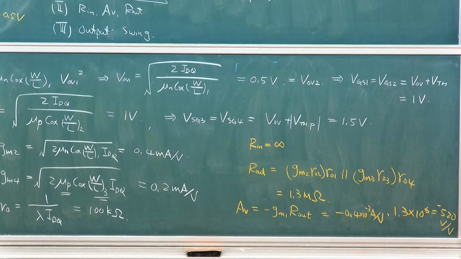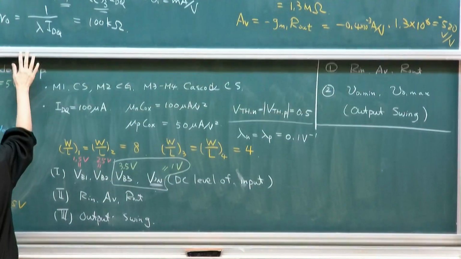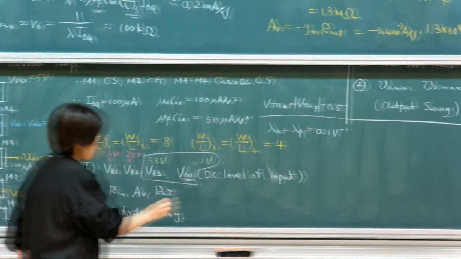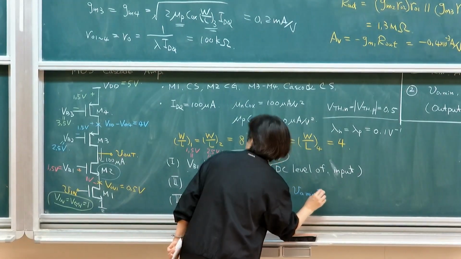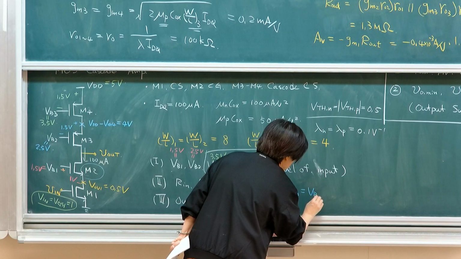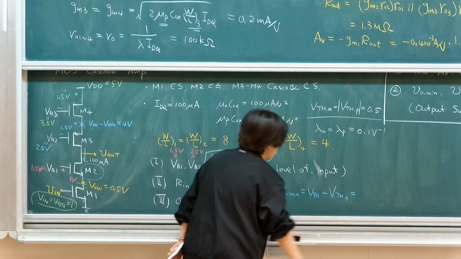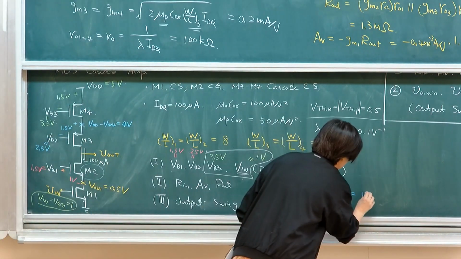So once we build this cascode amplifier, the last part is to determine its output swing. I'm simply going to use this. So what is your VO minimum? VO minimum is limited by M2. This is the same as our analysis on the current source. VO minimum is limited by VB1 minus a threshold. VB1 we already know is 1.5, so the lowest voltage it can go is 1 volt.